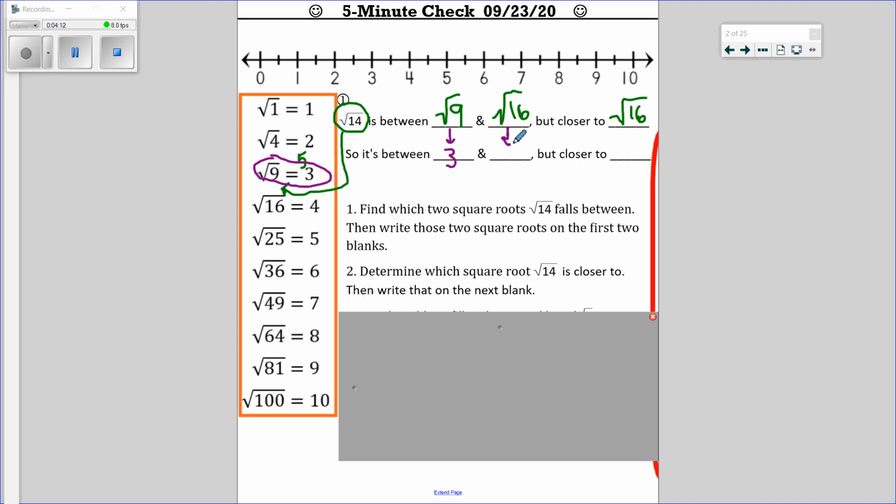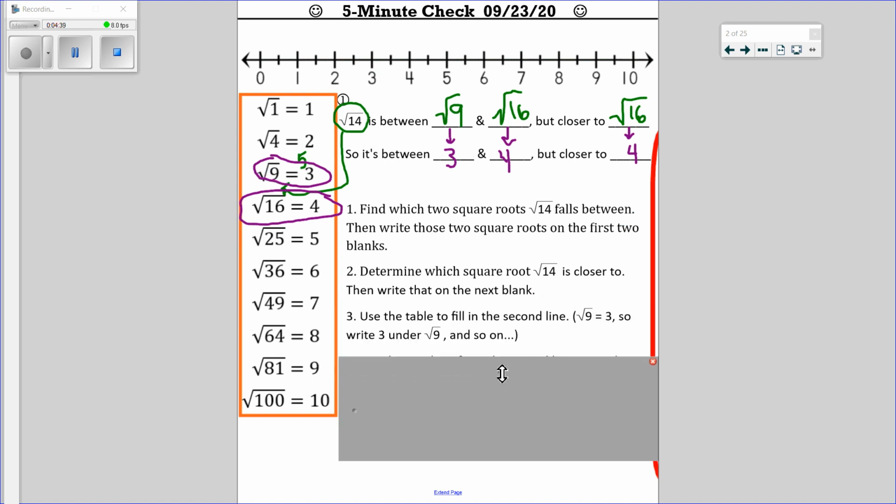Over here we have the square root of 16. So the square root of 16 is 4. That means I put a 4 right there. And then over here, it's the square root of 16 again. The square root of 16 has not changed its answer in the last 5 seconds. The square root of 16 is still 4. So that means I can put a 4 over here. So that's step 3. That's the second line that we just filled in.